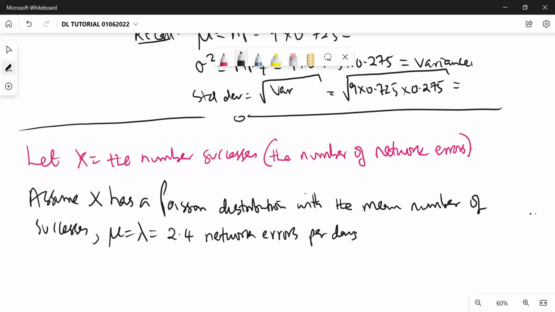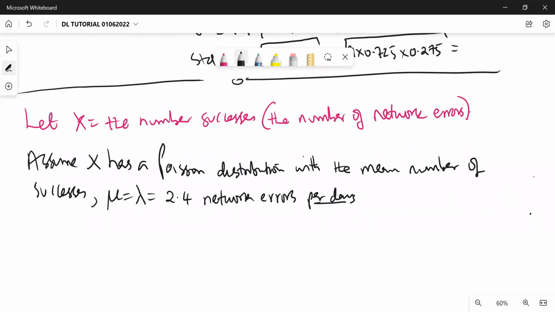So this lambda here will come in terms of a rate. This is errors per day, the mean number of errors per day. With that, you notice that here we are not given n. N is not known. When n is not known, the problem might look like a binomial problem, but the fact that n is not known disqualifies it from the binomial scenario. And again, we are told that we assume X has a Poisson distribution.